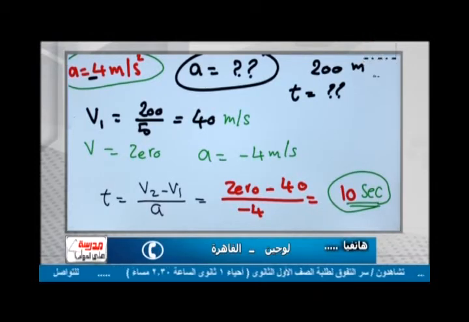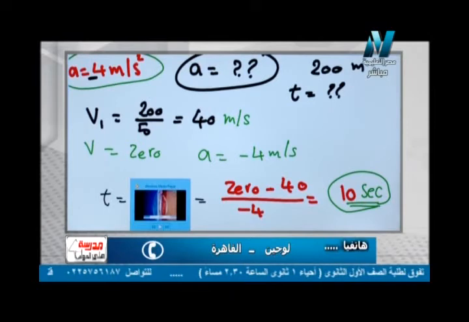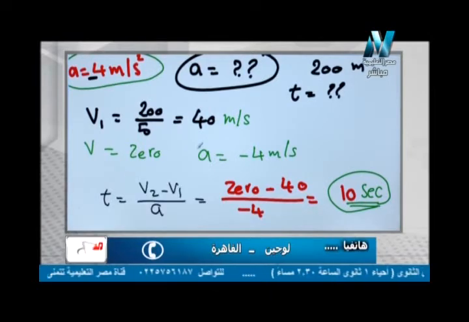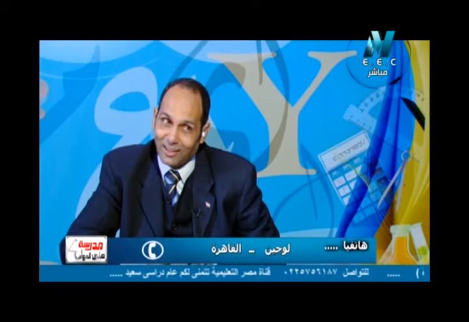I have a question for you. Acceleration is a. Can I write it as a capital A? Of course not, because capital A is the symbol for area.